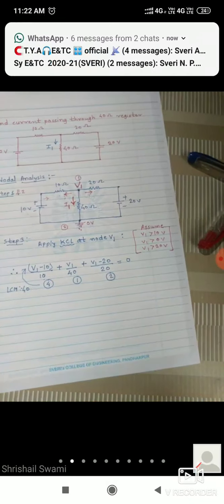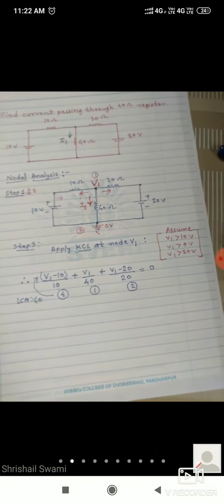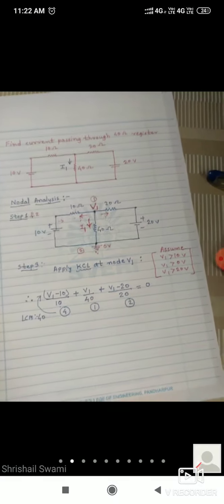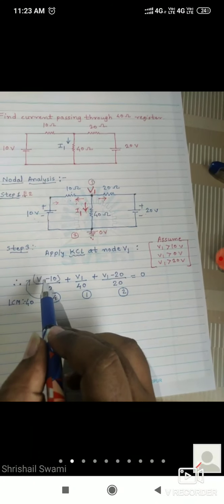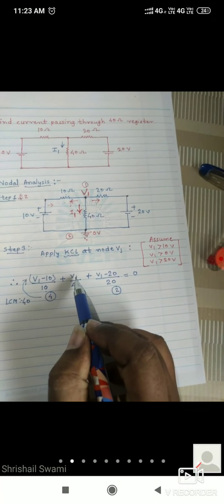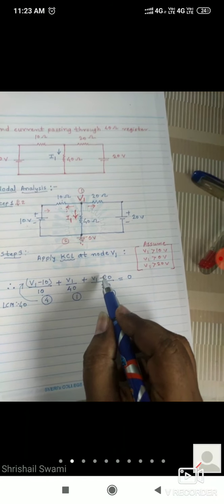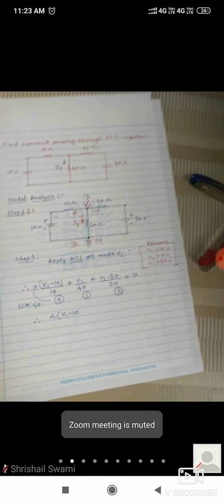This multiplier is to be multiplied with the numerator, which I have written in the circle. The way I solve it, the same should come in your notebook. Also in the given test, also in the exam, you have to write how I am writing. What I write, you have to write the same. So 4 you multiply with the numerator, 1 with the numerator, 2 with the numerator. Okay, so now it will be 4 into (V1 minus 10) plus V1 plus 2 into this bracket (V1 minus 20).